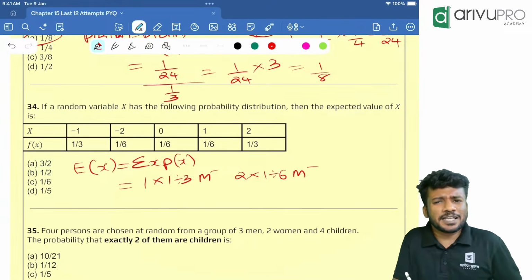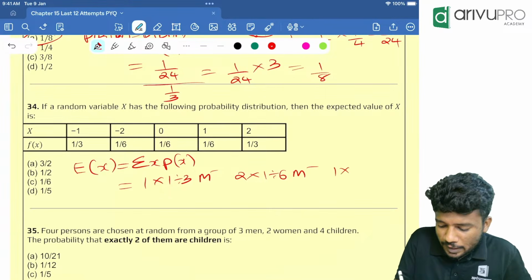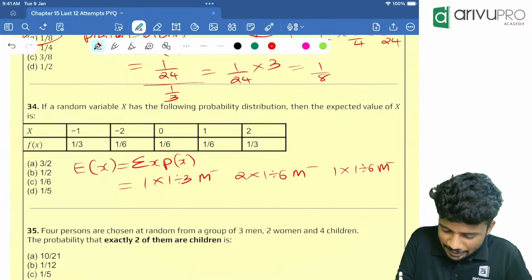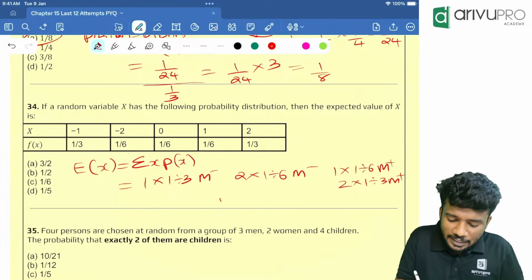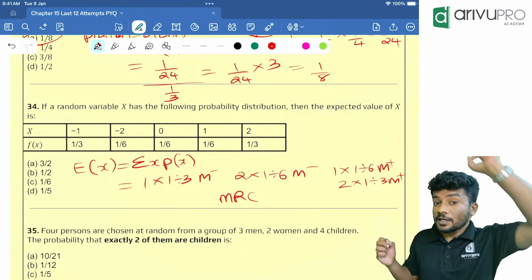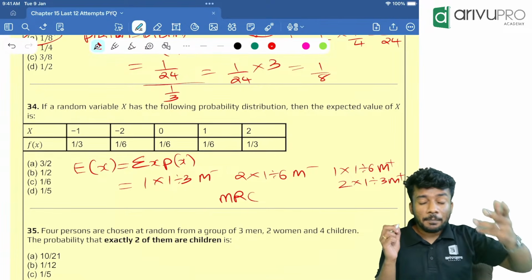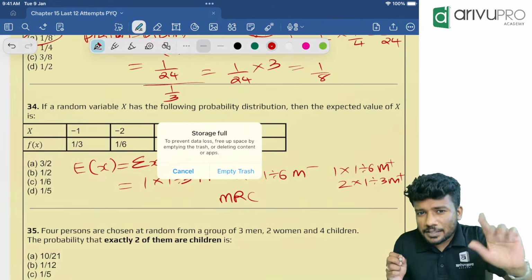Then 0 into, that is not required because 0 into any number is 0. So leave it off. Then 1 into 1 divided by 6, M plus. 2 into 1 divided by 3, M plus. Finally click MRC in calculator, you will get the answer. Some people might not erase the memory value. Click MRC minimum 2 times to clear the memory.